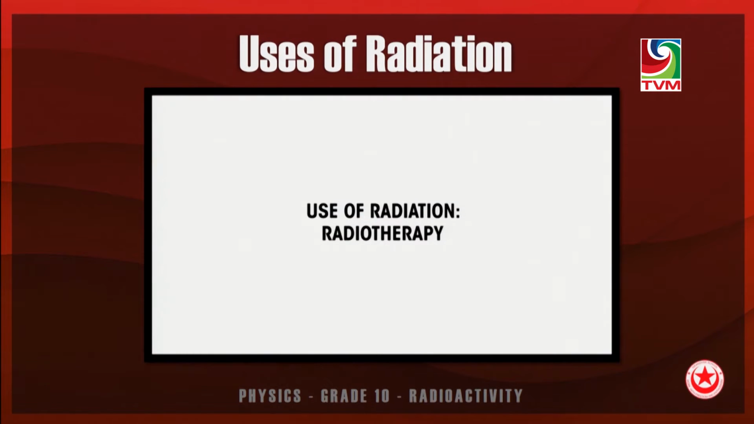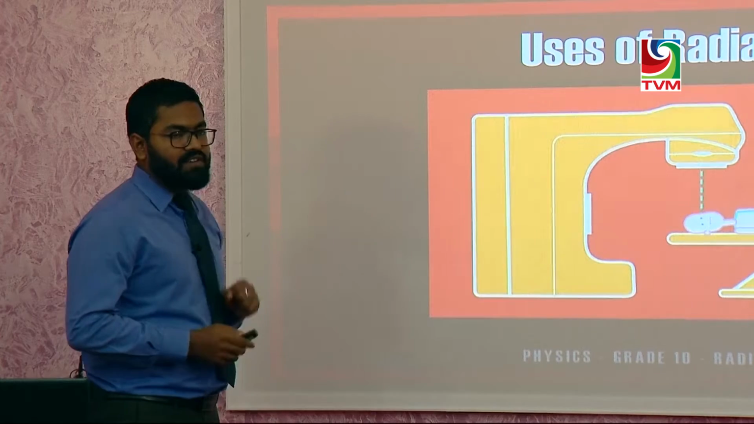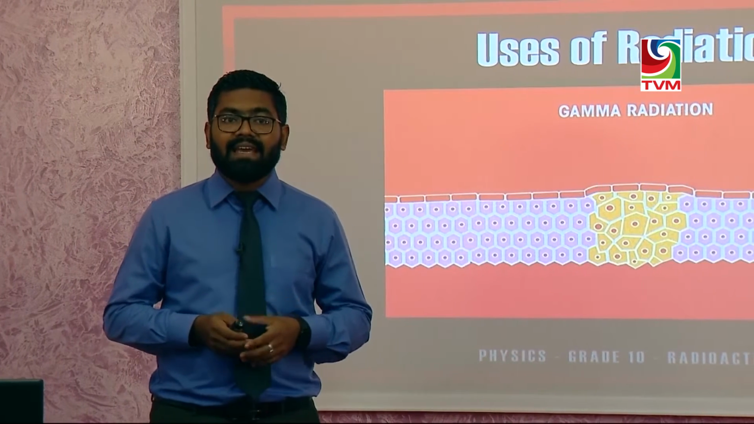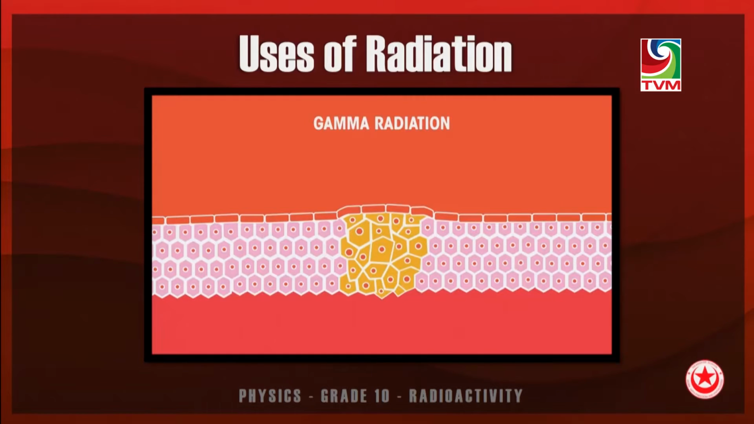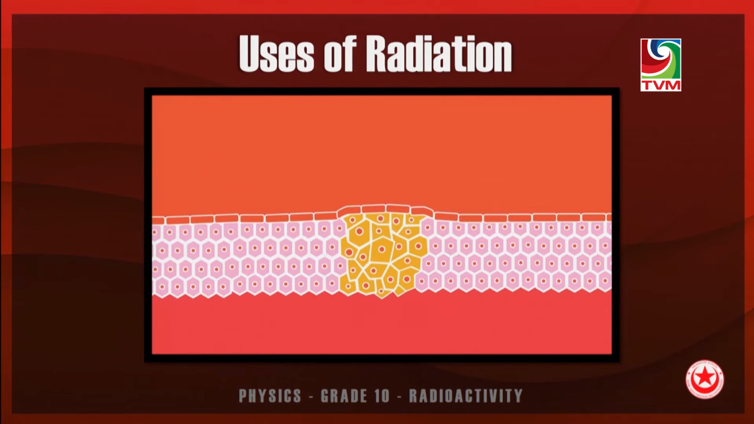Now, we will be focusing on some uses of radiation. For example, in the first situation, gamma rays can be used in radiotherapy in treating cancer. As you can see, gamma radiation is given to the region where the cancer cells are, and then the DNA of the cancer cells is broken down. So, as you can see, the cancer cells die and then the body replaces them with new cells.